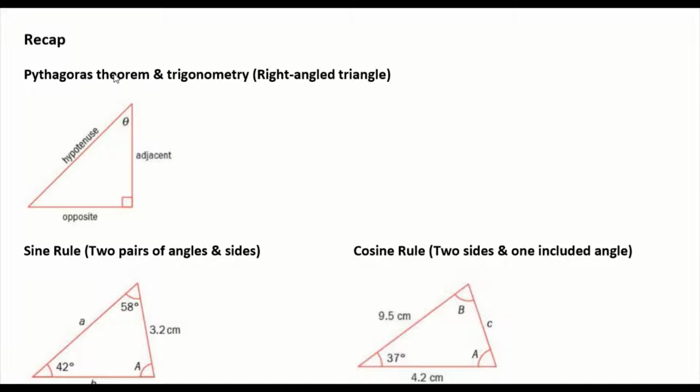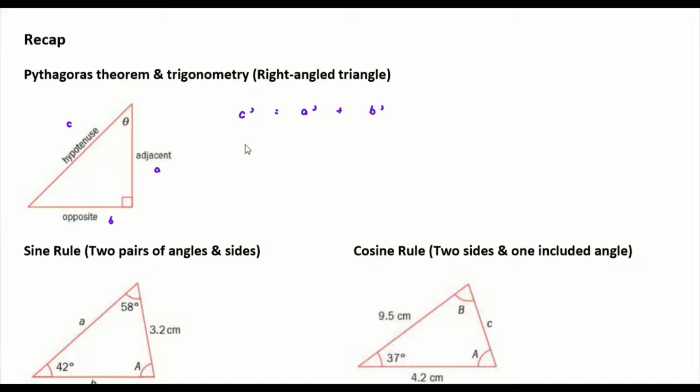For Pythagoras theorem and normal trigonometry that involves sine, cos, tangent, we use it in a right angle triangle. In this case, for the relationship of all the sides, we have the hypotenuse. If this is C, this is A, and this is B, then for the Pythagoras theorem, C square will be equal to A square plus B square.